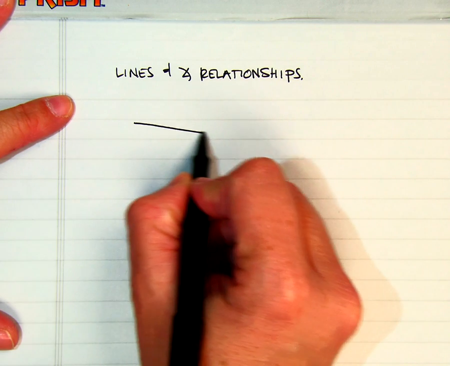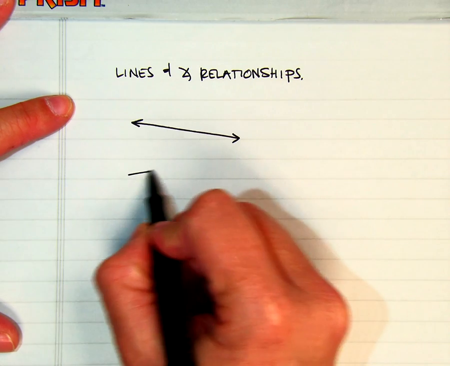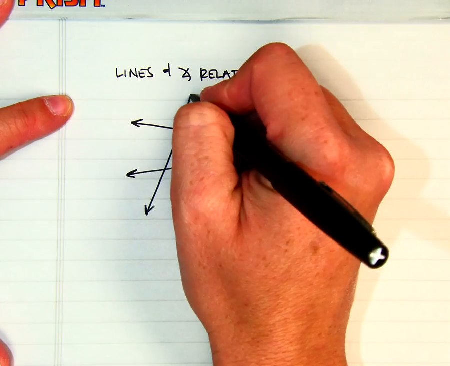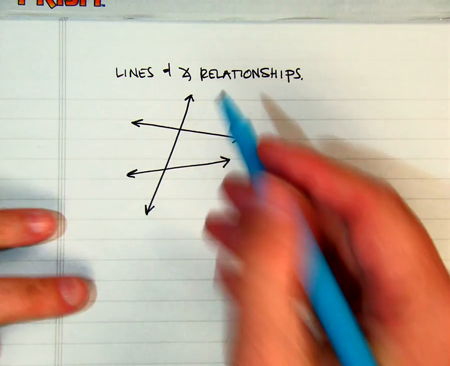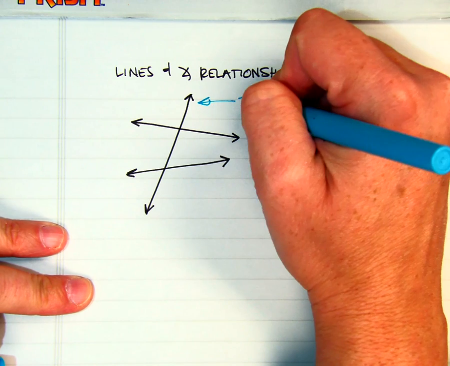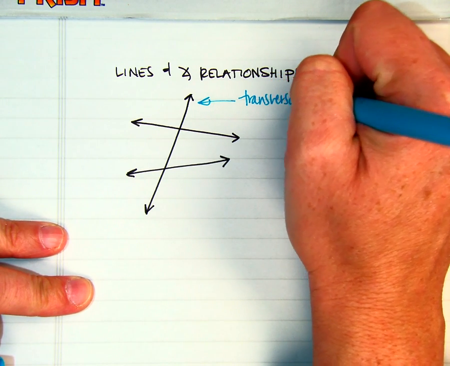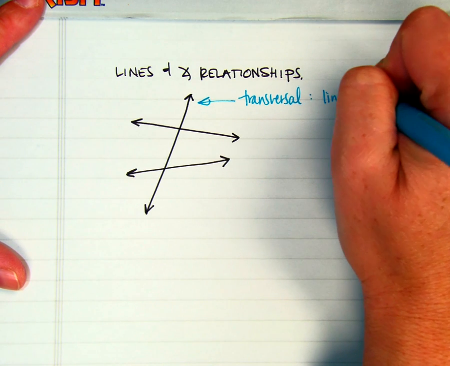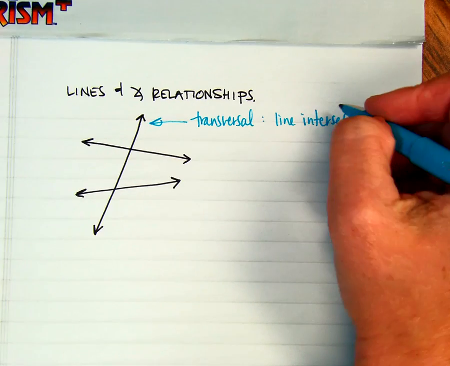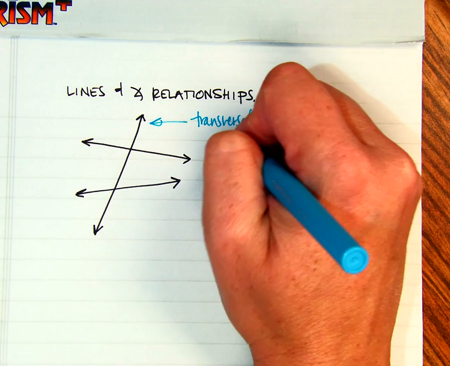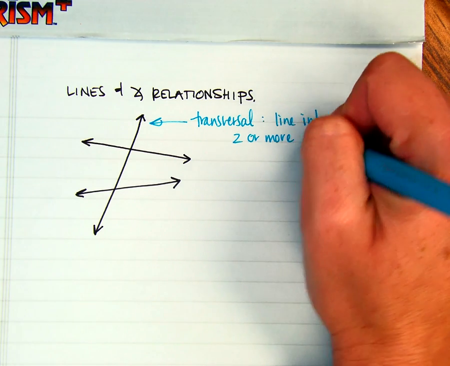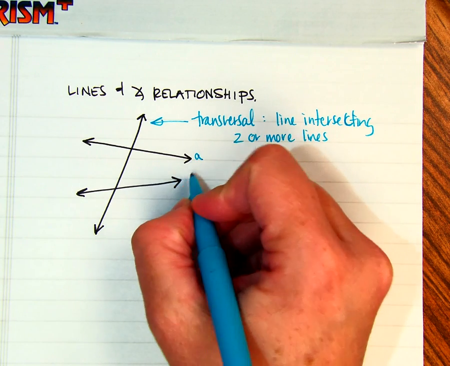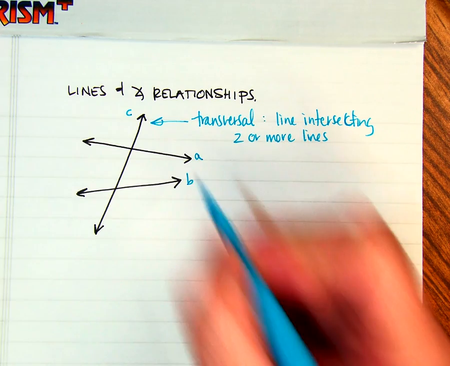So if I have a line and another line, and I have another line that is intersecting both of them, okay, this line is called the transversal. And by definition, a transversal is a line intersecting two or more lines. So in this situation, I'm going to label this as line A, line B, and line C.